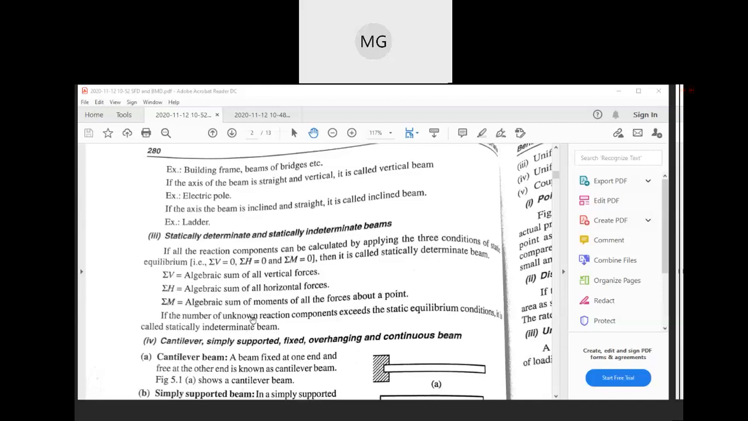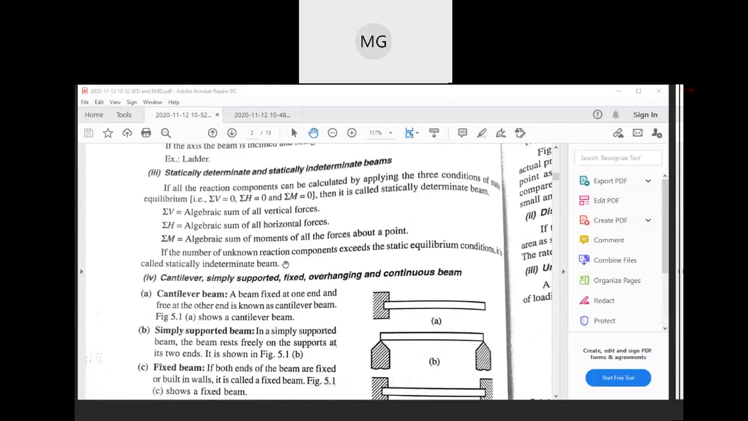If the number of unknown reaction components exceeds the static equilibrium conditions, it is called a statically indeterminate beam. These conditions are very rare. Even if it is there in analysis, normally we ignore it. Most practical things are statically determinate. Normally beams are static. They are not movable, they do not move. So normally in all conditions, it is statically determinate.